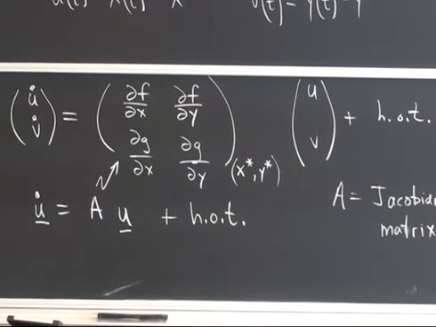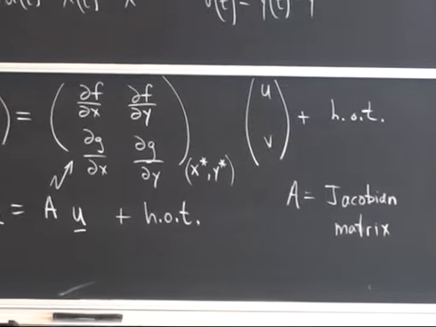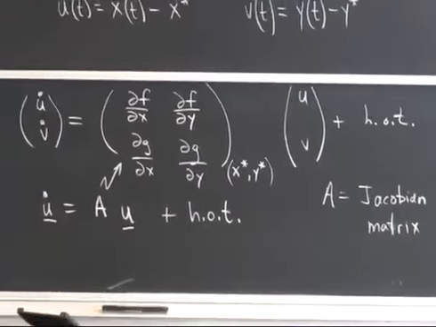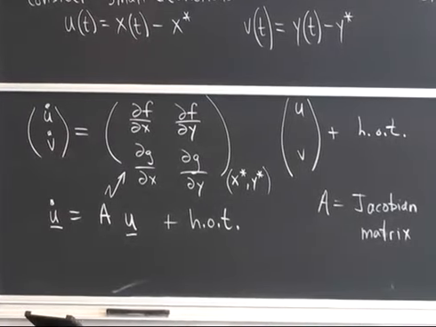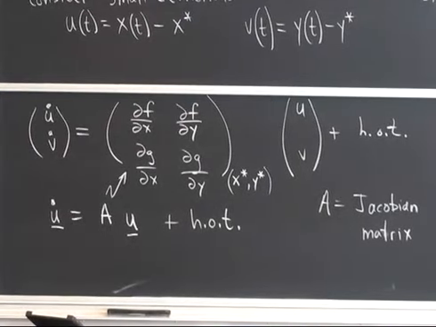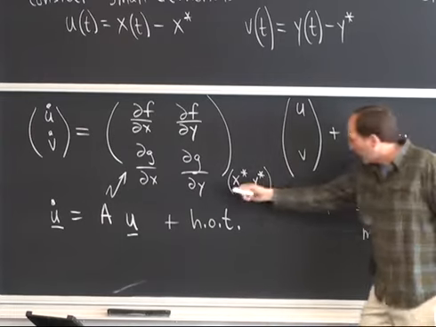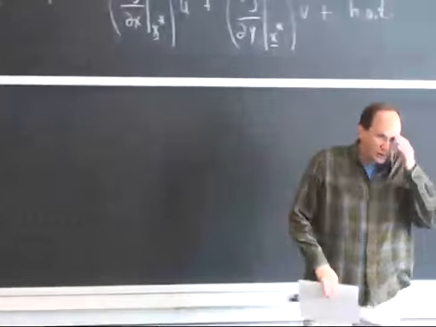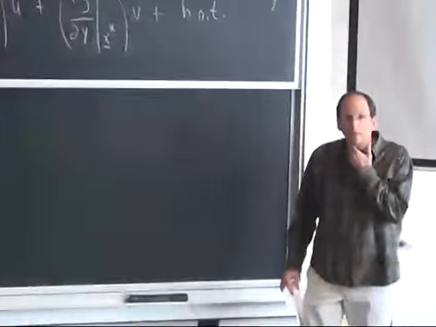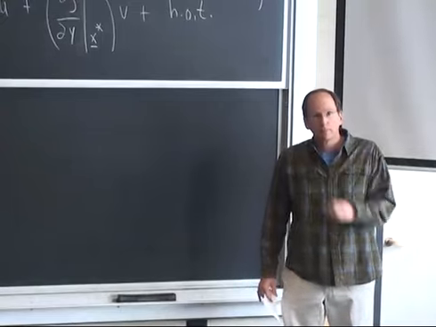So do we have any questions so far? Yes? Are you evaluating df and dg with respect to x and y both at x? These are x star vector. I've been fooling around with the notation. Sometimes I write x star vector, meaning the point x star, y star. So either notation is okay. Is there another question?